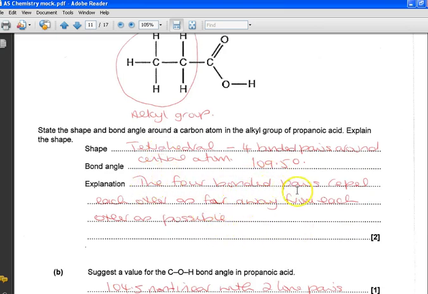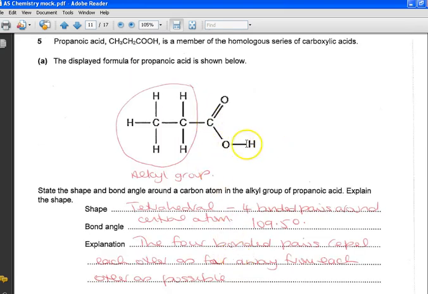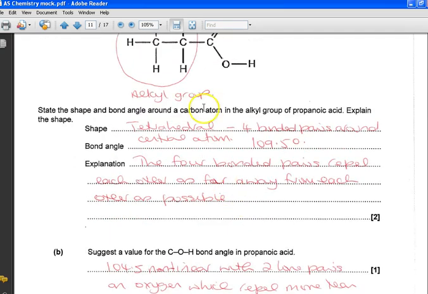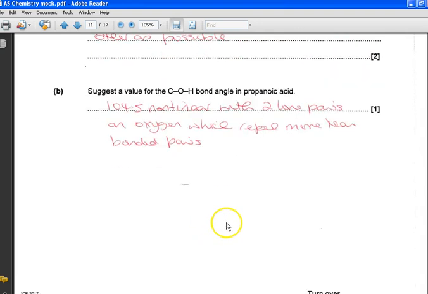The reason that they take up that shape is that they repel each other and they're as far away from each other as they can be, and that happens to be at an angle of 109.5. And then suggest a value for the COH bond angle in propanoic acid, COH. So you can see it's got that kind of bent or non-linear shape. Its oxygen is going to have 2 lone pairs, so you're going to lose 5 degrees effectively, 2.5 for each lone pair, so 104.5.